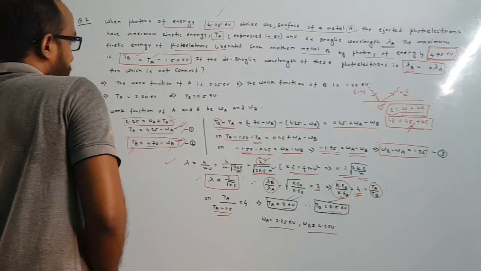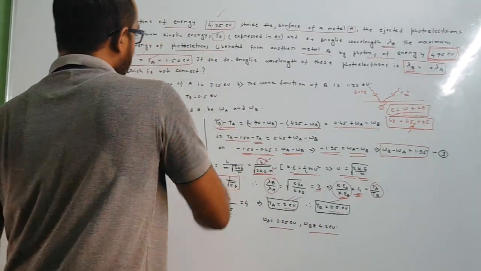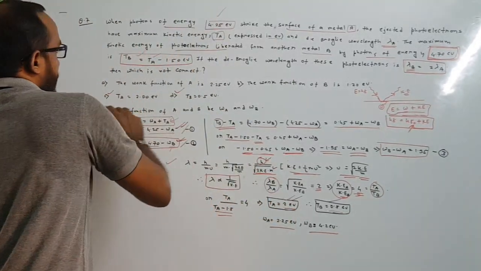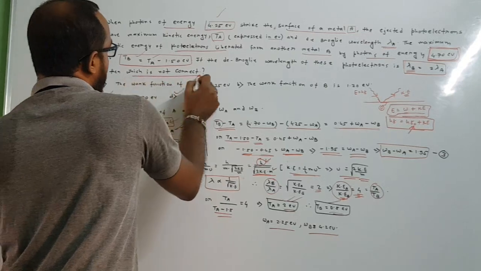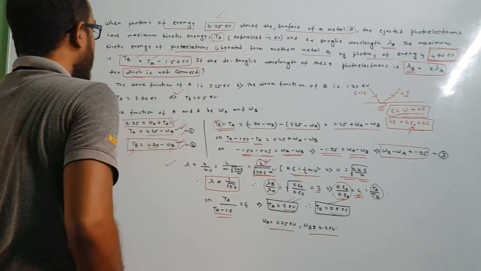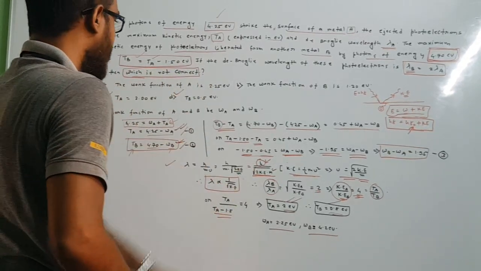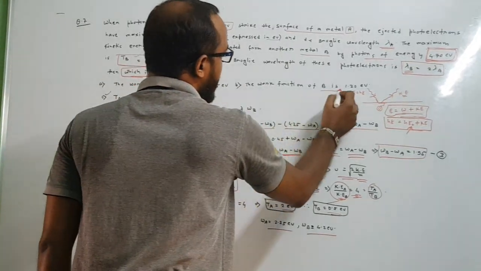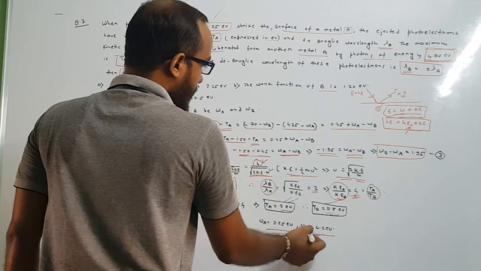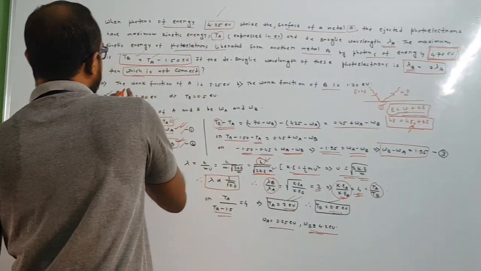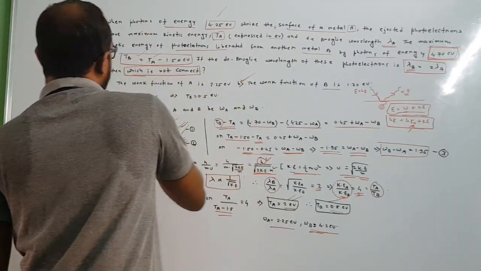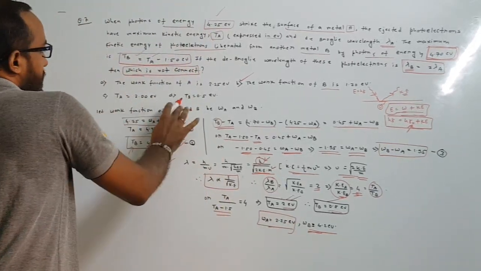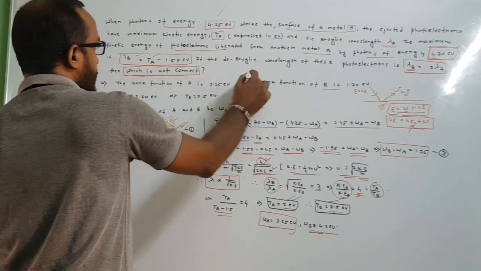So which of the options is correct? TB is 0.5 electron volt is correct. TA is 2 electron volt is correct. But for C, we have to find which is not correct. We have to find out which is not correct. The work function of B is 4.2. So our answer would be this. This is the incorrect answer. And the work function of A is 2.25. That means A, C, D are correct options, and option B is not correct.